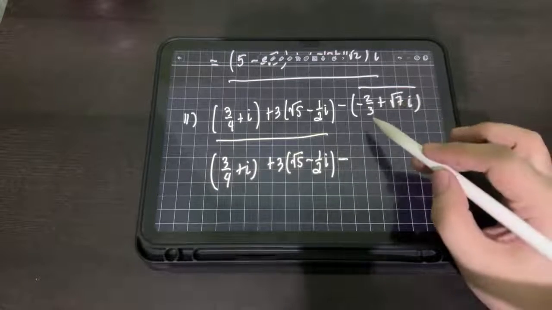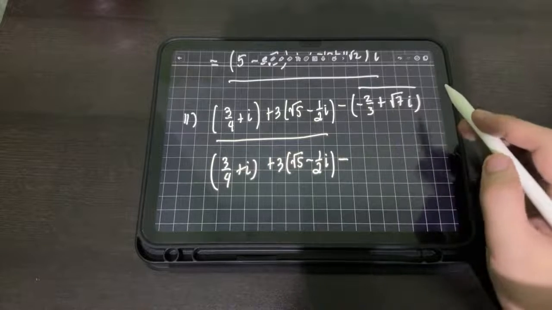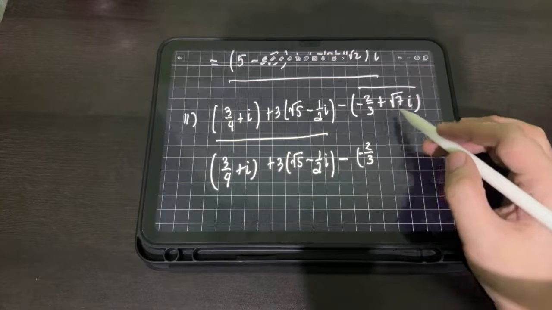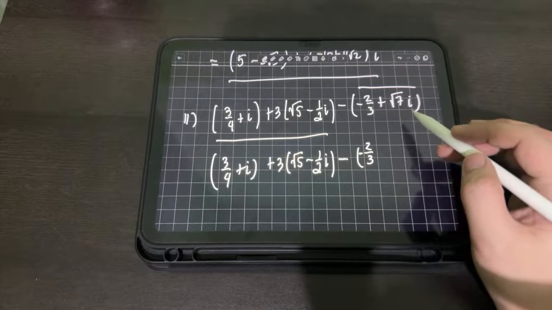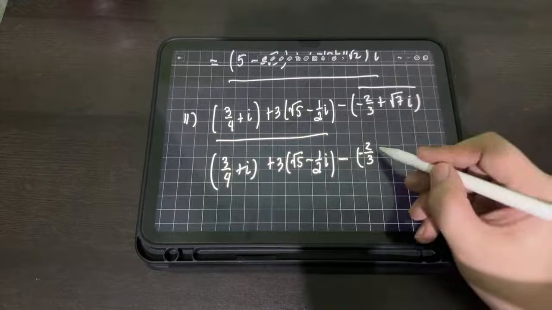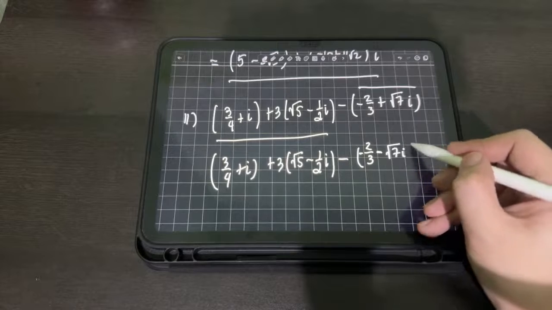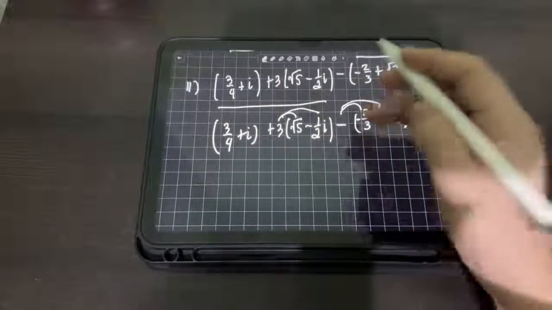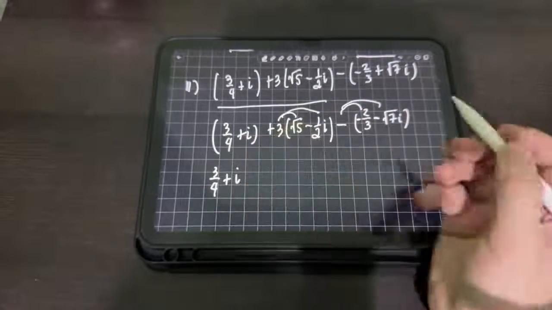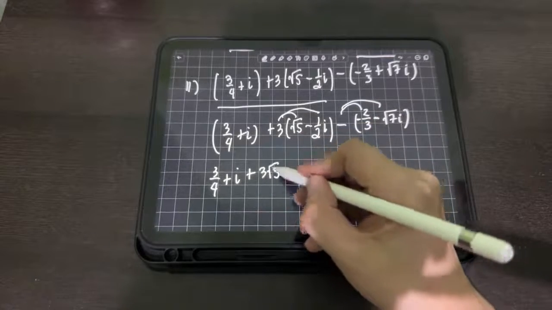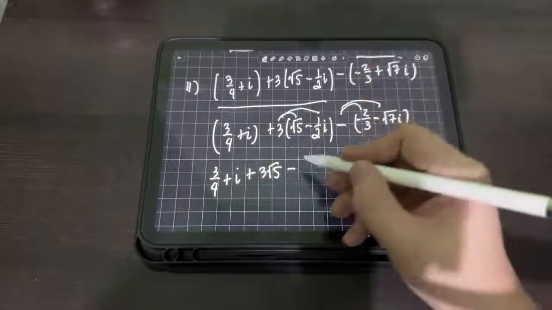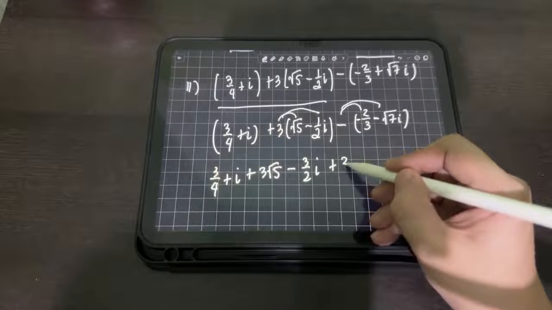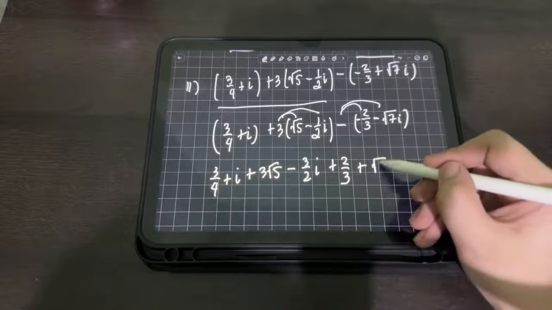Then minus, so the conjugate of negative 2/3 plus square root of 7i will be, copy the real part, negative 2/3, and then get the additive inverse or opposite of square root of 7i. It's positive square root of 7i, so its opposite is negative square root of 7i. And then we can distribute this 3, also this negative sign. We will have 3/4 plus i, then plus 3 square root of 5, then 3 times negative 1/2, that's negative 3/2 i, right? So distribute the negative, this will be positive 2/3 positive square root of 7i.